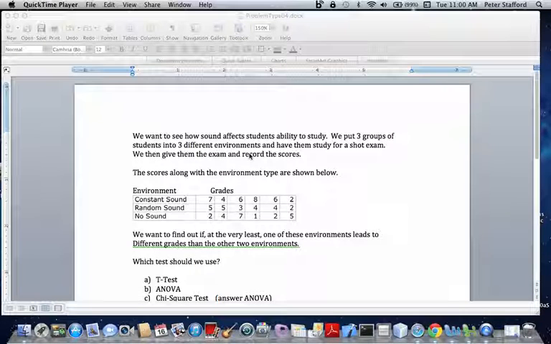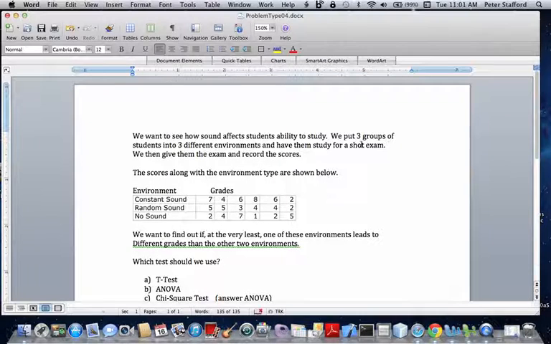Here's a third kind of question you can see on the exam. We want to show how sound affects students' ability to study. We put three groups of students in three different environments and have them study for a short exam. Oops, needs to be short. All right. We then give them the exam and record the scores. Okay, so here's the data.